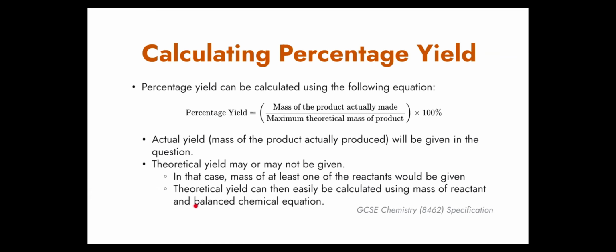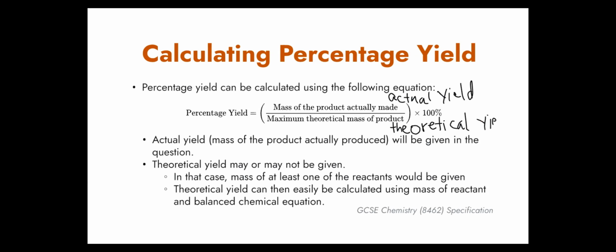You can calculate percentage yield by a very simple formula. All you need is the mass of the product that is actually made. This will be your actual yield. You will also need the maximum theoretical mass of the product, which is the predicted yield or the theoretical yield. And this is something that you'll not be given in a question. And then times it by 100 because we need to calculate it in terms of percentage.